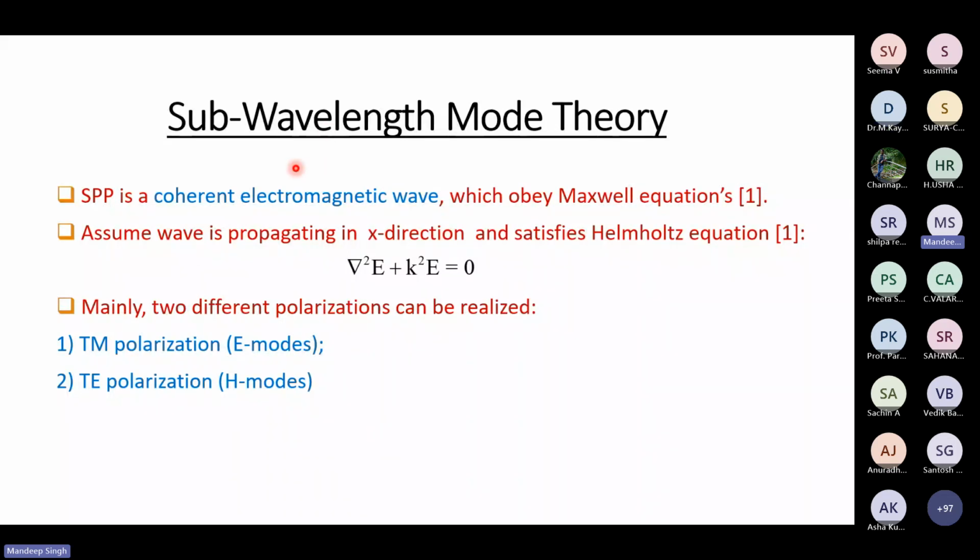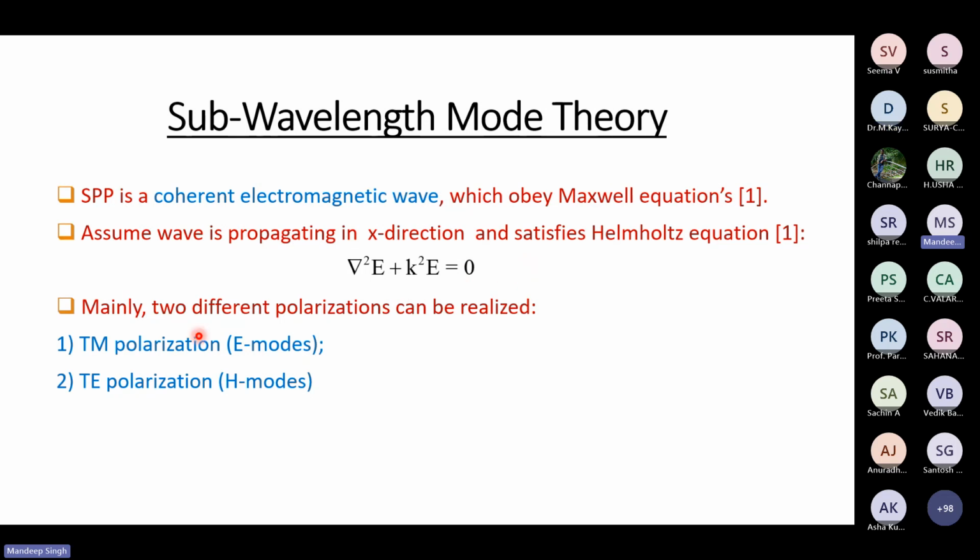So let's see what type of modes are supported at sub wavelength. Before starting, I have defined here SPP, that is, surface plasmon polariton. That is basically a coherent electromagnetic wave which obeys the Maxwell equations, and these waves also support the Helmholtz equation: grad square E plus k square E equal to 0. So the simple wave equation is also supported by this electromagnetic phenomenon.